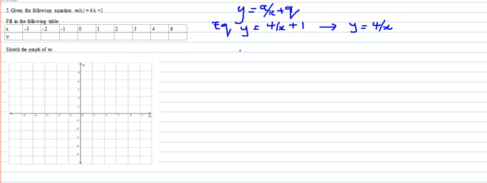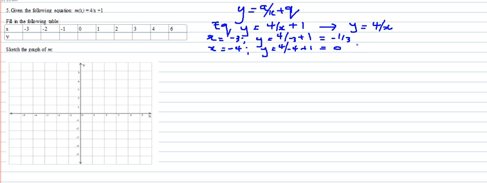If you look at the table of values, we have x equal to minus 4, minus 3, minus 2, minus 1, 0, 1, 2, 3. We do not need to use all the values. We can use a few of the negative values and some of the positive values. So for example, when x is equal to minus 3, y is equal to 4 over minus 3 plus 1, which gives you an answer of minus 1/3. When x is equal to minus 4, what do you get? y equal to 4 over minus 4 plus 1, which gives you 0.